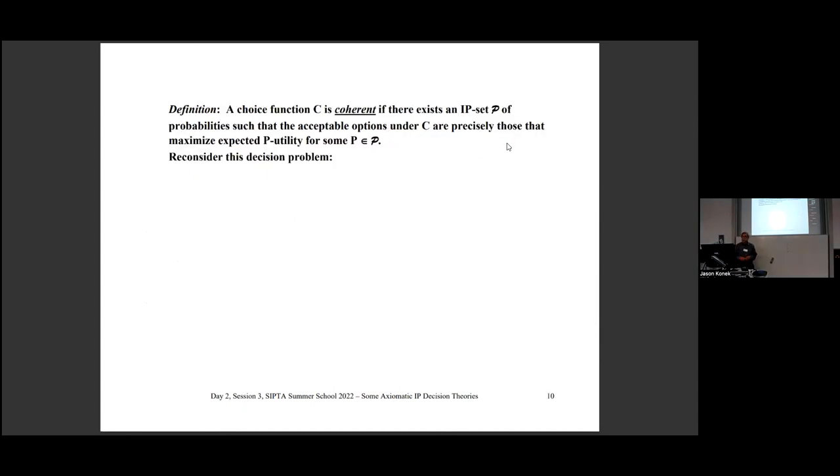So a choice function is coherent. This is a new sense of coherence; it's different, I'm abusing the jargon. A choice function is coherent if there exists some set of probabilities P such that the acceptable options under C are precisely those that maximize expected utility for some P in the set. So I'm saying a choice function is coherent if it gives you back the Bayes solutions with respect to the set P.